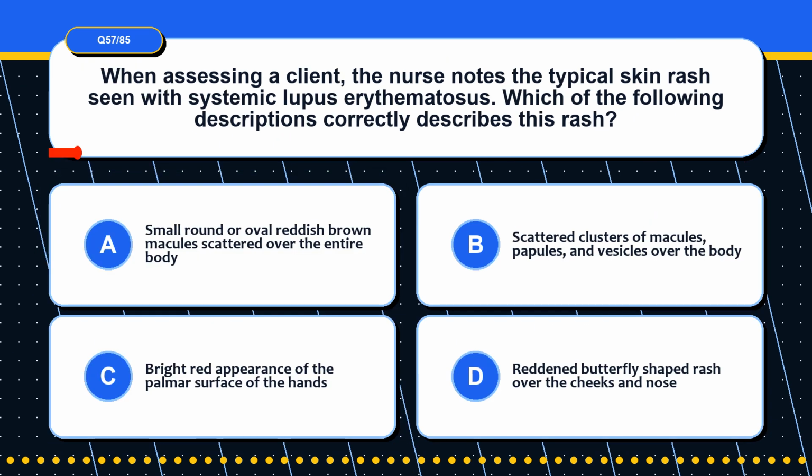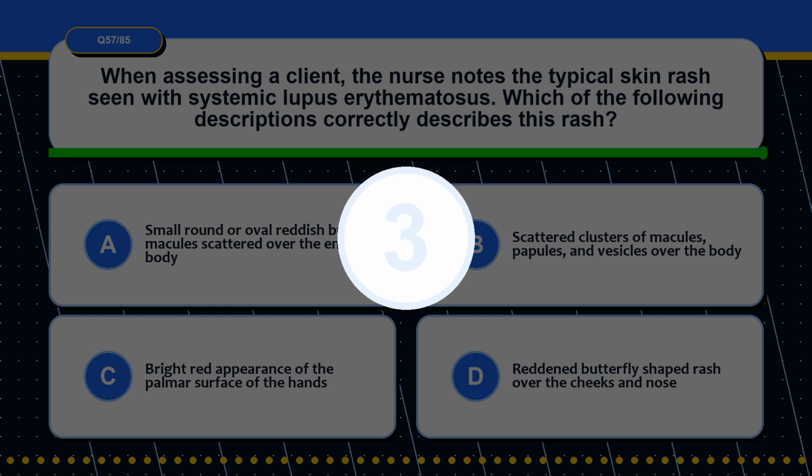Question 57. When assessing a client, the nurse notes the typical skin rash seen with systemic lupus erythematosus. Which of the following descriptions correctly describes this rash? Here are the options. Option A. Small round or oval reddish-brown macules scattered over the entire body. Option B. Scattered clusters of macules, papules, and vesicles over the body. Option C. Bright red appearance of the palmar surface of the hands. Option D. Reddened butterfly-shaped rash over the cheeks and nose.